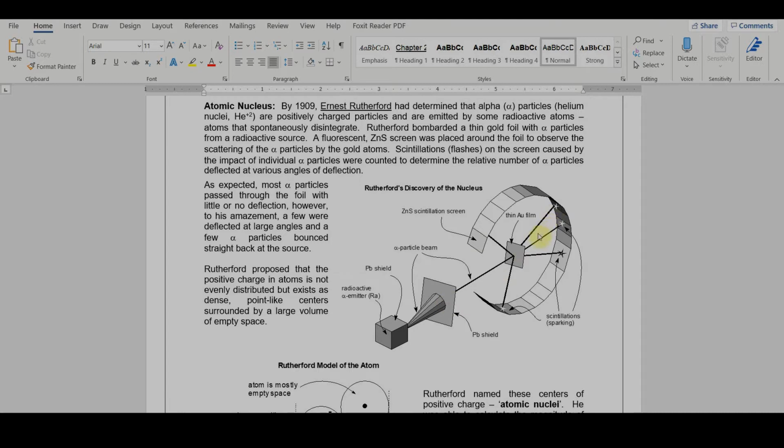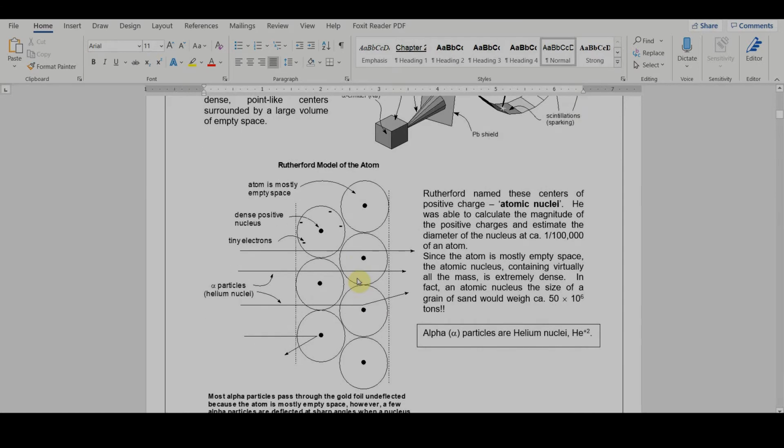And you notice that most of the nuclei went through undeflected, but occasionally one would bounce back at a very steep angle. And from this he proposed that most of the positive charge in the atom was in a dense center, the nucleus, and most of it was empty space, and that still is valid in our understanding today.